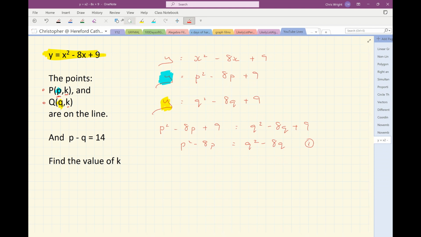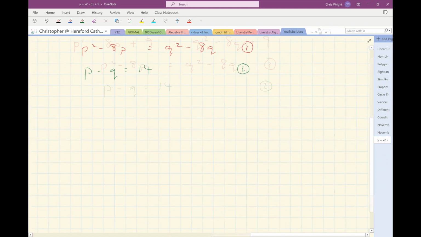Now, I've got another equation, a second equation, that links p and q together here. That is the equation p minus q equals 14, and I'm going to call that equation 2. So now I can solve equation 1 and equation 2 simultaneously to find the value of p and the value of q, to find these 2 x coordinates, both of which give me a y coordinate of k. Right, how shall I solve these simultaneously? Well, if I look at equation 2, I can make p the subject of that. P will be 14 plus q.